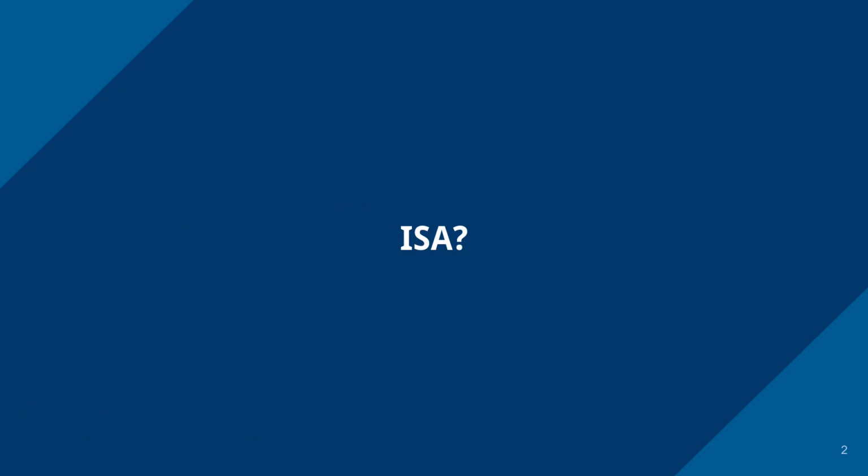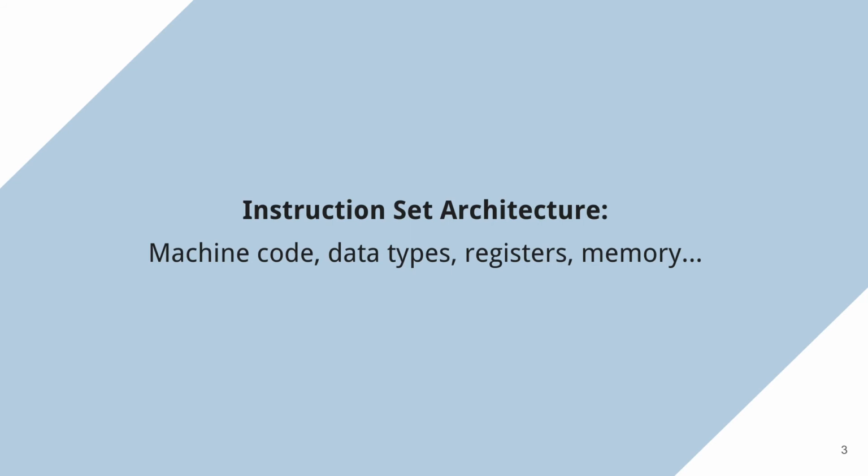So let's start by breaking apart the title of this talk, and the first part is ISA. What is ISA? ISA is an instruction set architecture. Machine code, data types, registers, memory, all of these sort of things go to make up the instruction set architecture.